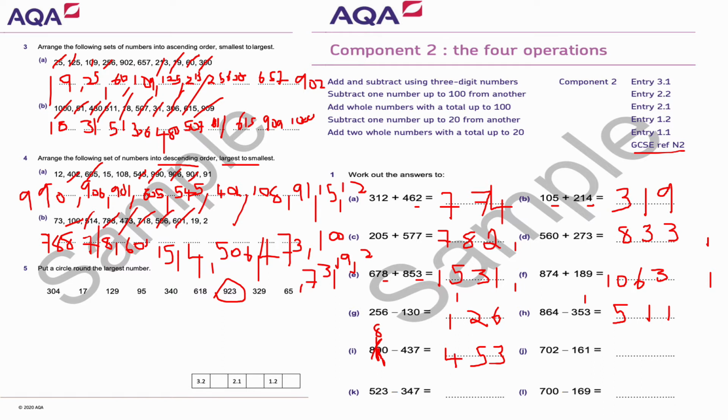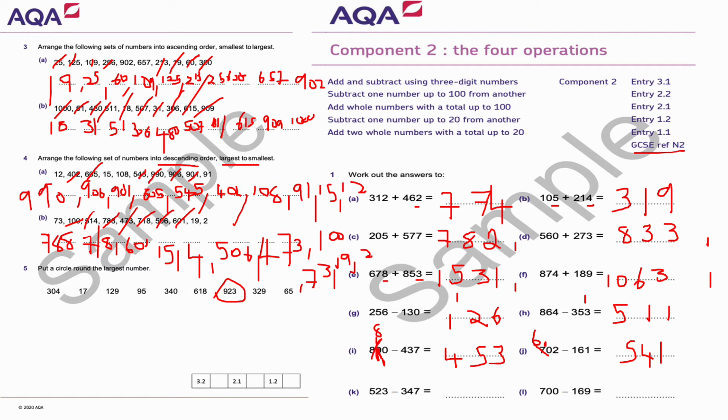Okay, next one. 2 take away 1 is 1. 0 take away 6 I can't do, so I have to borrow from this hundreds column. That becomes a 6. Okay, that now becomes a 10. 10 take away 6 is 4. And 6 take away 1 is 5.